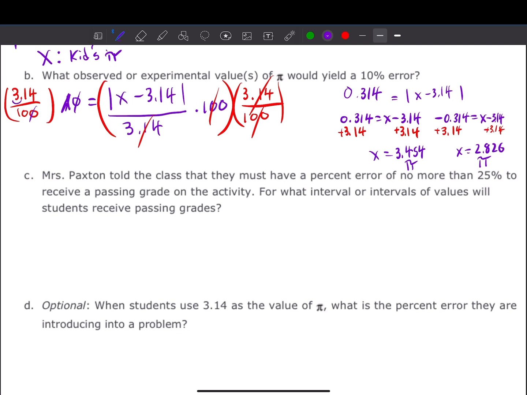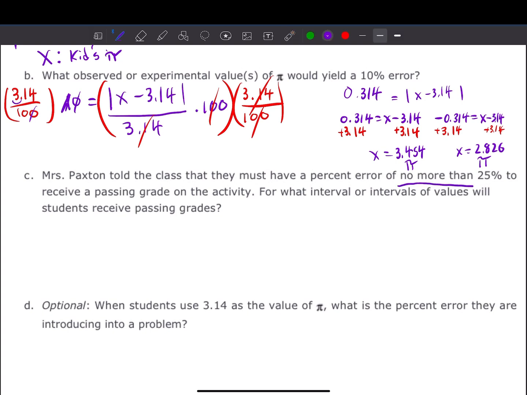Now, Mrs. Paxton told the class that they must have a percent error of no more than 25% to receive a passing grade on the activity. For what interval or intervals of values will the students receive a passing grade? Well, that means the kids have to be within 25% error to get a passing grade. So if they are way off, they won't pass. But if they're just within 25% error, they're going to pass. So what does that look like?